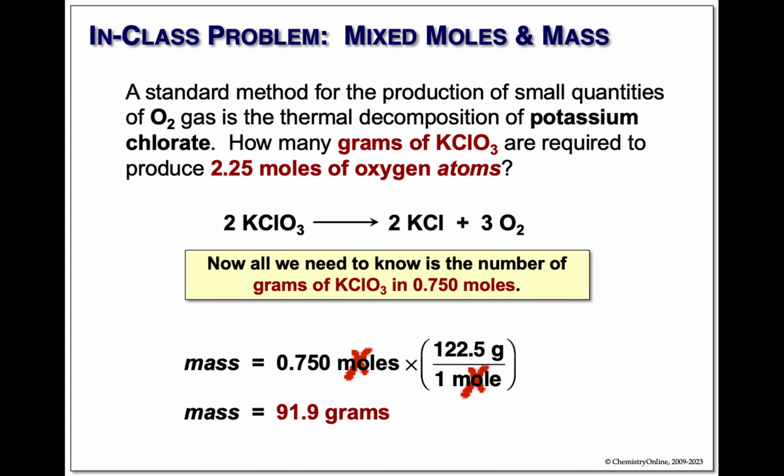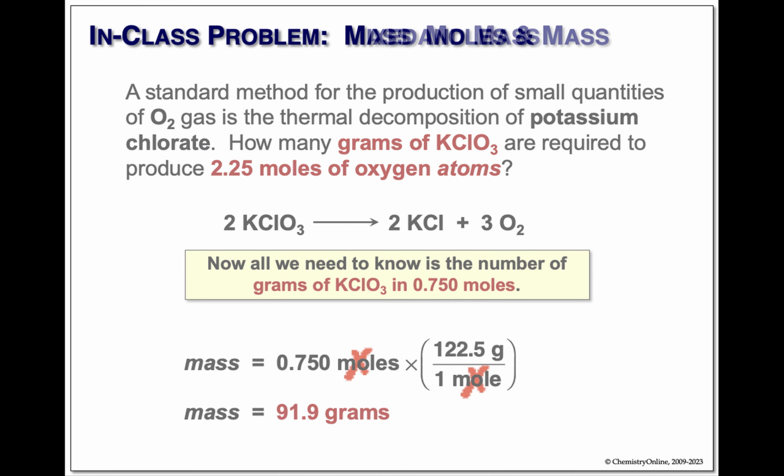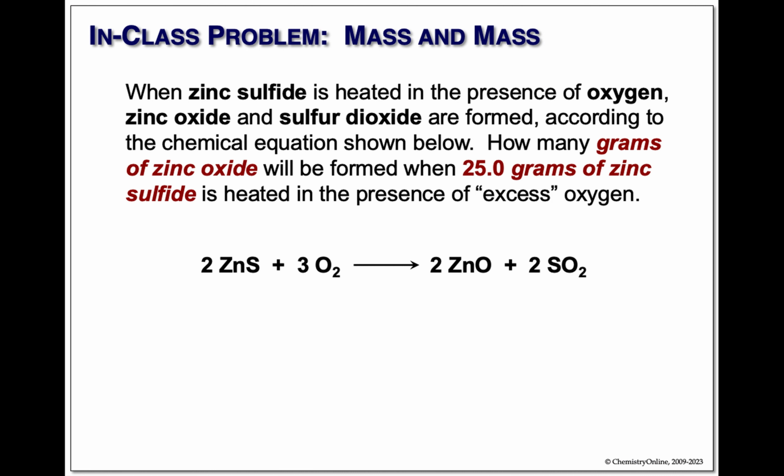So what you would do is simply go in the little room, weigh out 92 grams of potassium chlorate, and that will give you 2.25 moles of oxygen atoms. That makes sense, right? Well, the other variation in all of this is a mass-mass problem. Again, this is even closer to reality because you weigh everything out, don't you?